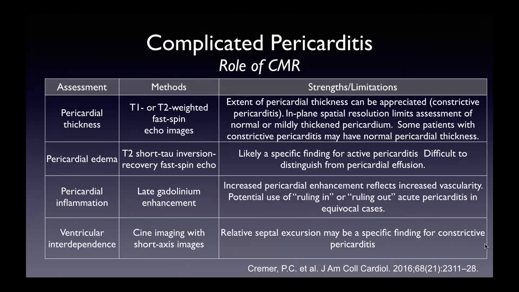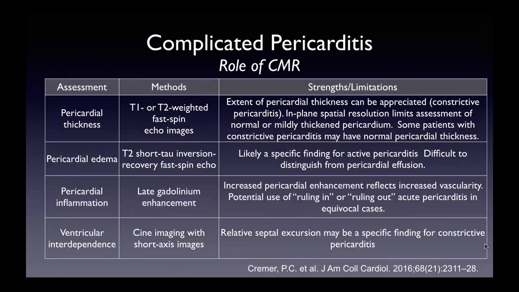You can have pericardial edema with T2 inversion recovery fast spin echo. Likely a fairly specific finding for acute pericarditis if you have pericardial edema. Sometimes it's difficult to distinguish from a pericardial effusion. I showed you an example of late gadolinium enhancement for pericardial inflammation, usually reflects increased vascularity, and it's a good potential for ruling in or ruling out acute pericarditis in equivocal cases.